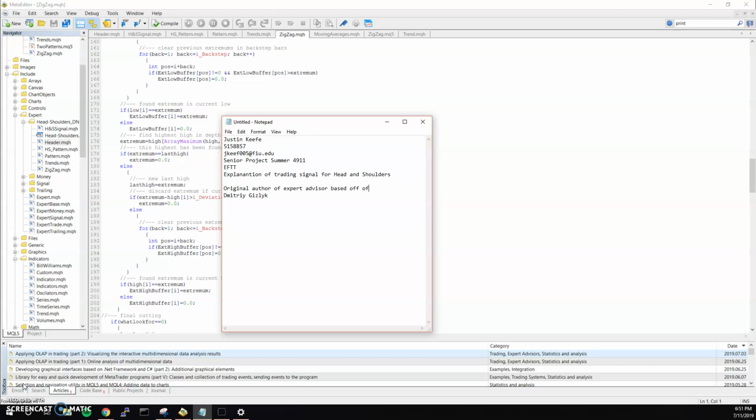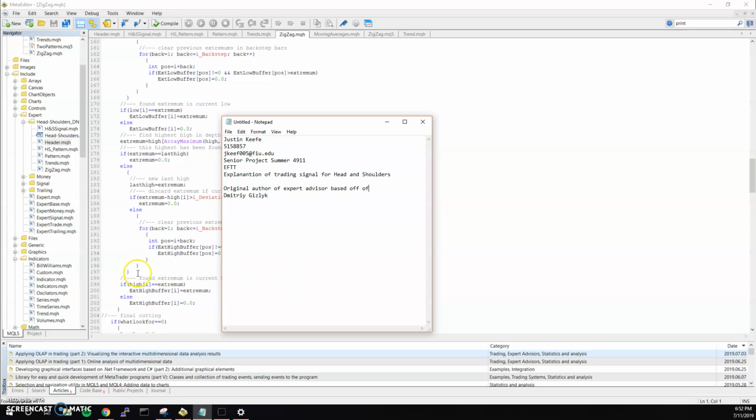Now, this trading signal was based off of code written as an expert advisor by Dmitry Gizelik. He uses a lot of the standard MQL5 library and has written a lot of code in MQL5. He's a freelancer, and I believe he does work for MetaTraders from time to time, based off of the articles that he writes and wrote and what he says in the articles. This code is based off of code he created. It is not all my original code. I have just converted it into a trading signal that can be used by the wizard.